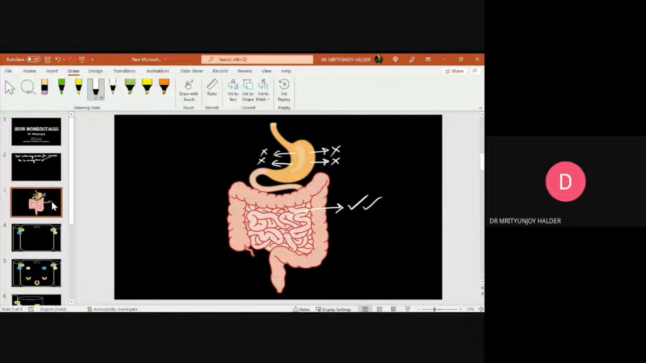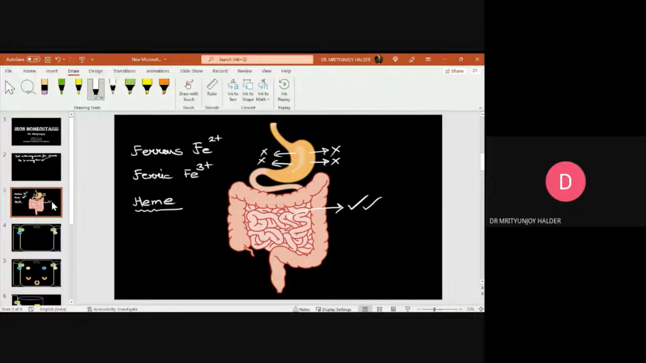Now in our diet iron can be found as ferrous form, that means Fe2+. It can be ferric form, Fe3+, and last but not least, iron within heme. These three forms are present mainly in different kinds of diets.